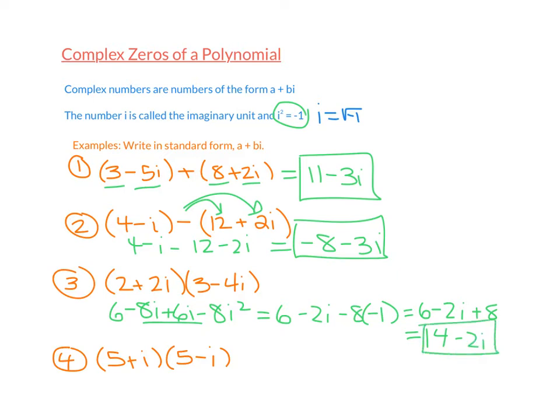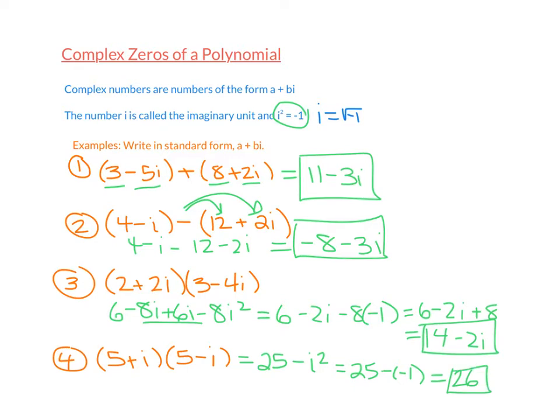For number 4, we're going to do the same thing, except you might notice that something interesting happens. When you multiply this out, you actually end up getting 25, and the two middle terms cancel out. This is actually a difference of squares. We get 25 minus i squared. We know i squared is the same as -1. So we end up getting 25 plus 1, which gives us 26.